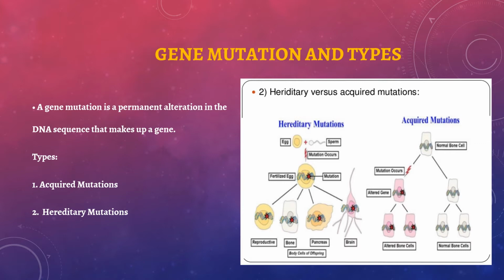As you can see here, this is a picture of hereditary mutation and acquired mutation. Hereditary mutation, like I said, is generation to generation. Here in hereditary mutation, this is how it is developed. Here is an egg and there is a sperm. When an egg and sperm meet, there is a fusion between the two.